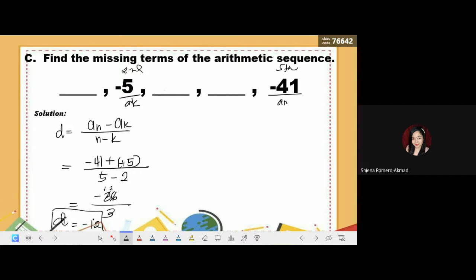So ano gagawin natin sa negative 12? I-add natin siya. So mag-add tayo dito, negative 12. This will be negative 17. Add ulit tayo ng negative 12. So we'll get negative 29. Kung nag-add ka dyan ng negative 12, 30, 41. Negative 41. O dito, paano naman dito? Negative 12 din. Ano yung number na kapag nag-add tayo ng negative 12, we'll get negative 5? Ito.